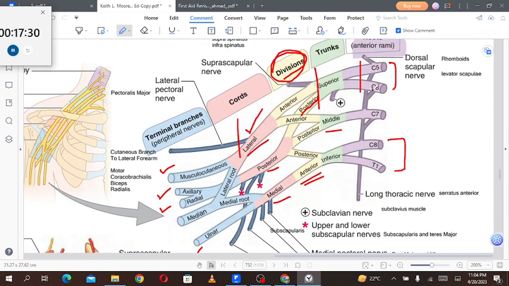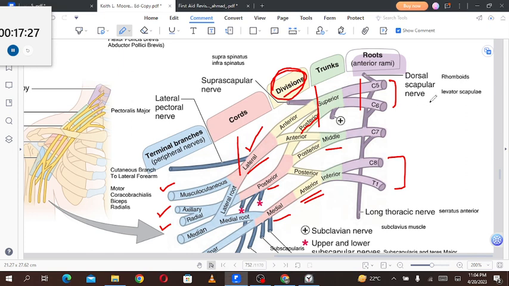The nerves originating from the roots include the dorsal scapular nerve. It does not have a long course, it is originating only from the C5 nerve. The dorsal scapular nerve is this one. I was confusing it with the long thoracic nerve. So there are two nerves that originate directly from the roots. The first one is the dorsal scapular nerve, and the second is the long thoracic nerve. The dorsal scapular nerve provides innervation to the rhomboids, which are rhomboid major and rhomboid minor, and also the levator scapulae muscle. These are supplied by the dorsal scapular nerve.